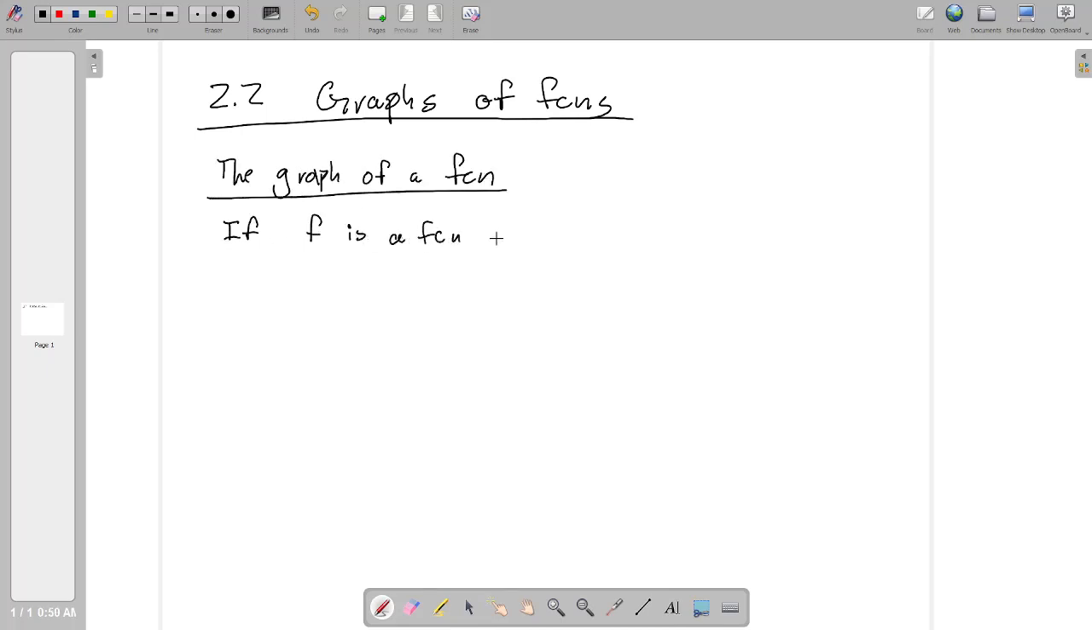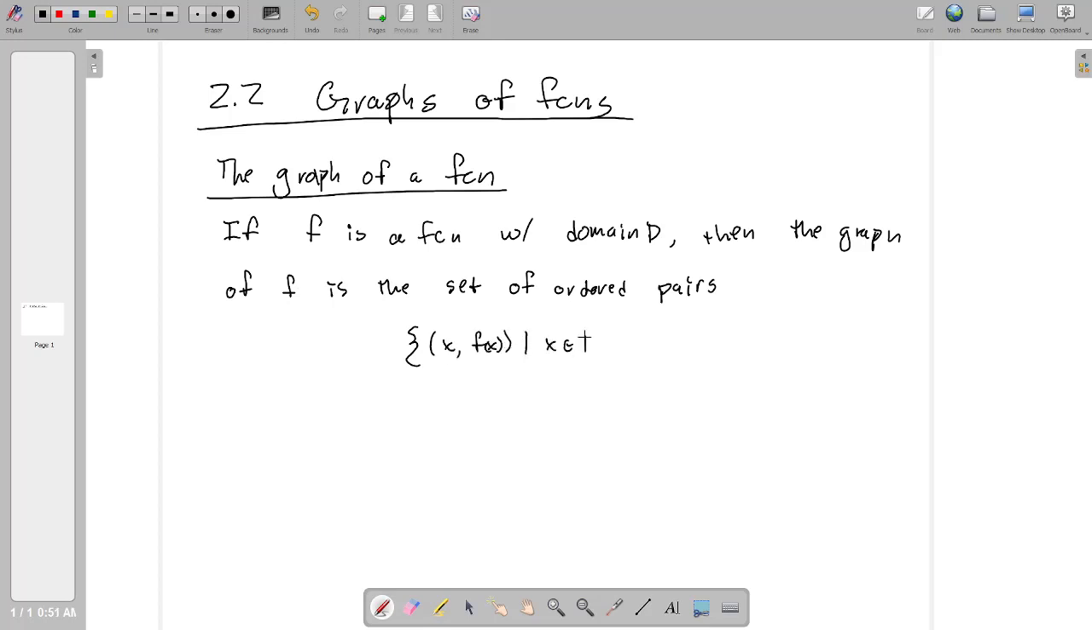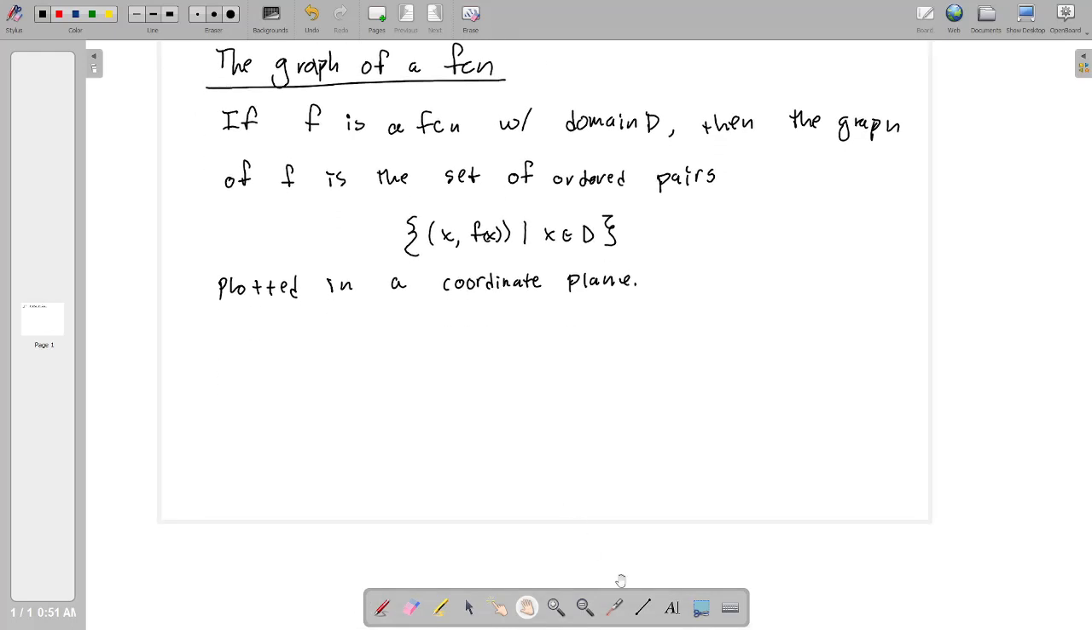If f is a function with domain D, then the graph of f is the set of ordered pairs (x, f(x)) such that x is an element of the domain, plotted in the coordinate plane. What this is saying is that we have coordinates x, y. It's just that y is replaced with f of x. So in a sense, this really just means that y is equal to f of x. It's equal to the output. It's equal to the output value given x as an input value.